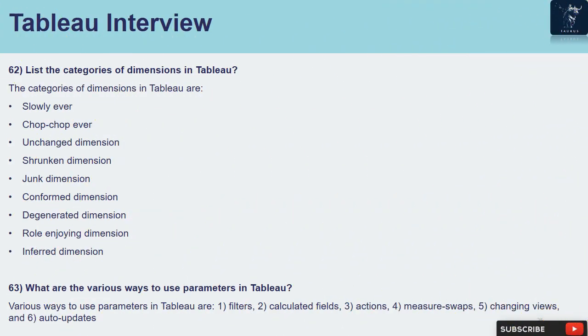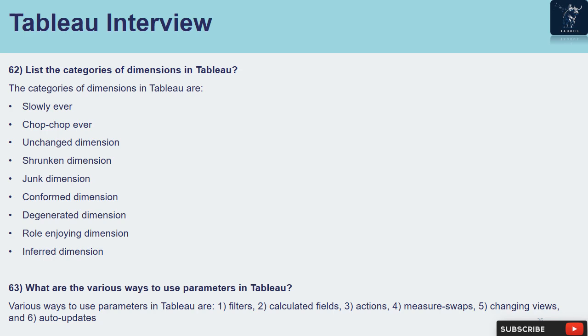62. List the categories of dimensions in Tableau. The categories of dimensions in Tableau are slowly changing, fast changing, unchanged dimension, shrunken dimension, junk dimension, conformed dimension, degenerated dimension, role playing dimension, inferred dimension.